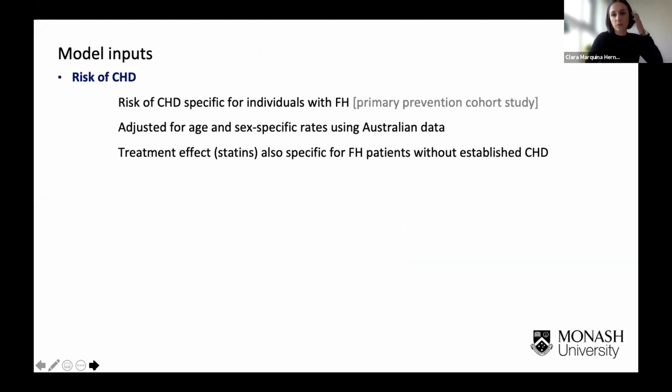Now, of course, in this model, one of the most important inputs was the risk of coronary heart disease. For the primary prevention population, we used the risk of CHD specific for individuals with FH in a primary prevention cohort study. Now, we adjusted this risk for age and sex specific rates using Australian data. So everyone will have a different risk depending on their sex and age. And then the treatment effect, which is mostly statins, is also specific for FH patients without established CHD. And actually, we took it from the same study as the risk of CHD. So we thought that that was pretty consistent.